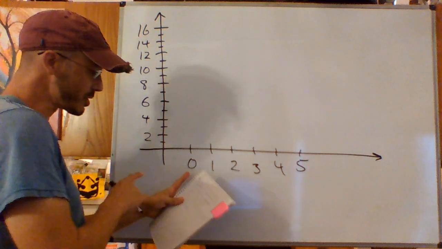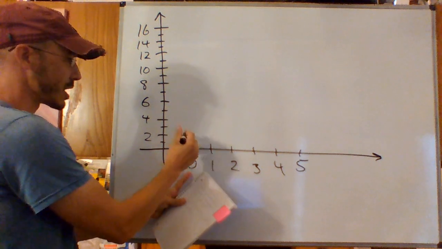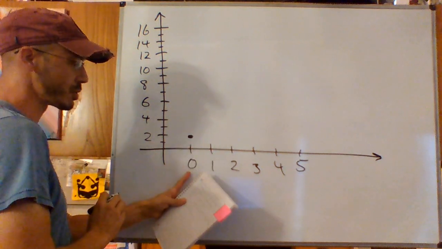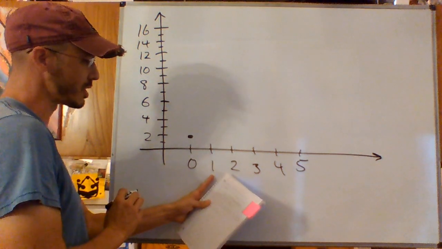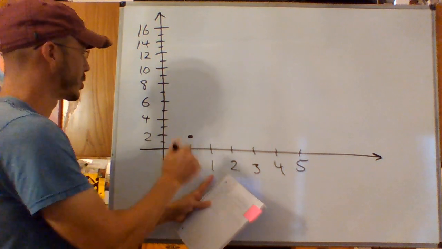The number of mothers that had to remind their teen 0 times was 2. The frequency was 2. The number of mothers that needed to remind their teen once was 5.